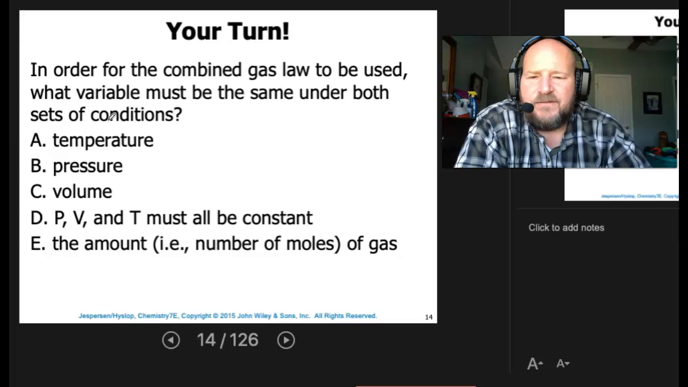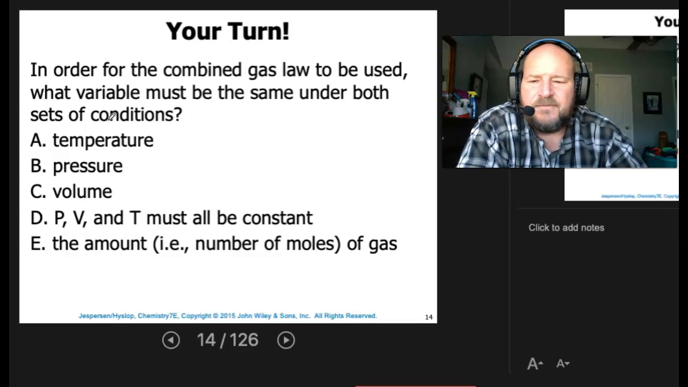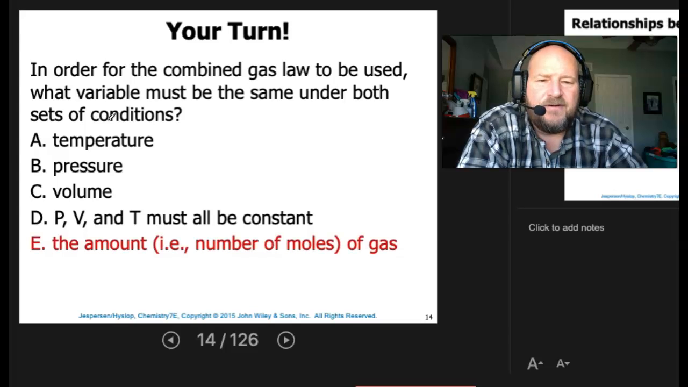All right, in order for the combined gas law to be used, what variable must be the same under both sets of conditions? And hopefully you picked E, the amount of moles. All right, so pressure and volume and temperature can all change, which means all three of them can change, but moles for the combined gas law to work has to be the same.